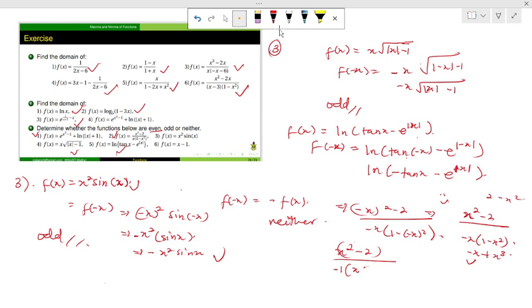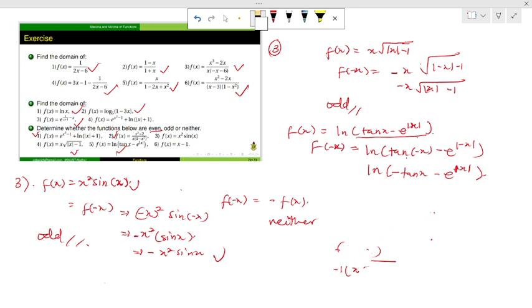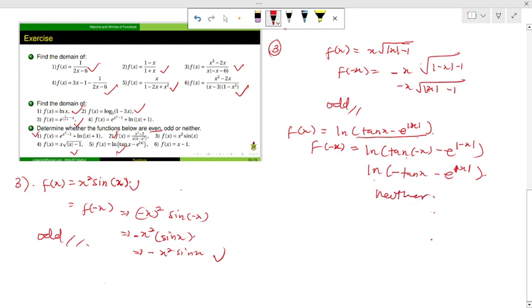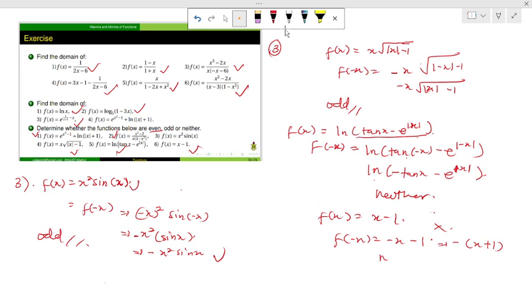Now, this was the initial one I had. So this is also neither, because it's not affecting it entirely. It's only the tan which is changing. Only one part of it is changing. So this is neither. Then finally the sixth one, f of x is equal to x minus 1. I find my f of negative x, and that is negative x minus 1. This is the same as negative open bracket x plus 1. This and this are not equal because this is x minus 1 and that is x plus 1. So the negative here. So this is also neither.